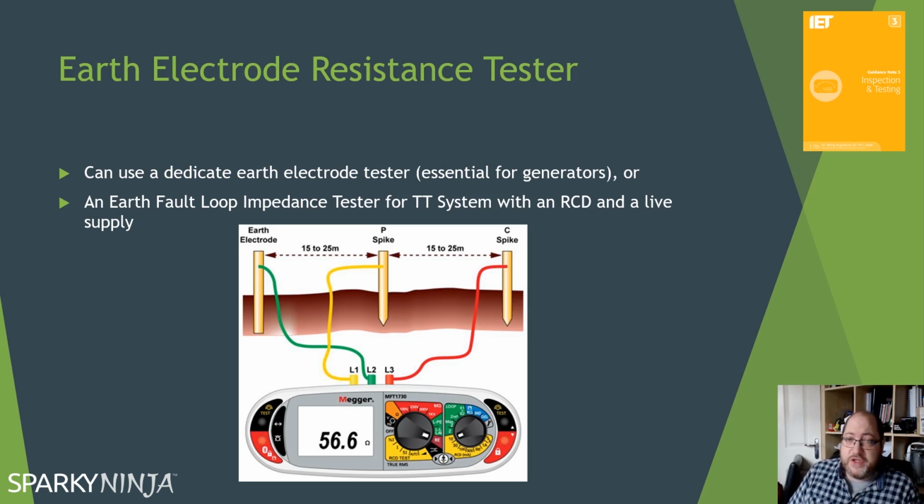If you read through Guidance Note 3, that's all in there. But there are questions on the types of electrode resistance tester. We have the earth full loop impedance tester, we have the dedicated earth electrode resistance tester, and we also have the stakeless type. So a very common question is, which type of earth electrode resistance tester would we use if we were doing a generator? That's a dedicated one. If it was a TT system, we could use an earth full loop impedance tester. Okay, so be familiar with the 3 different types of electrode instrument.